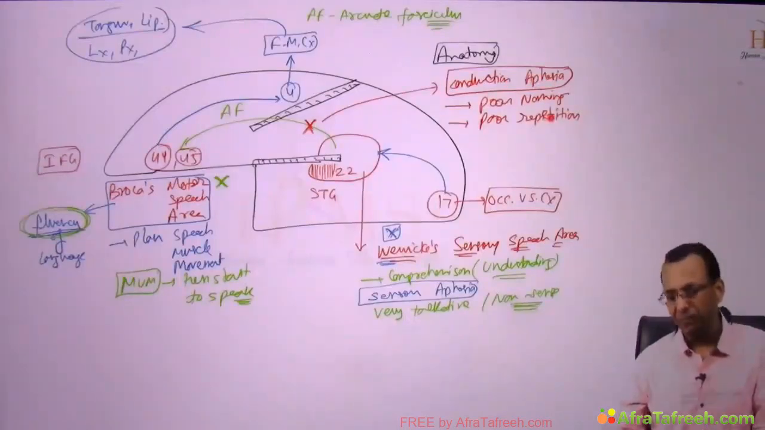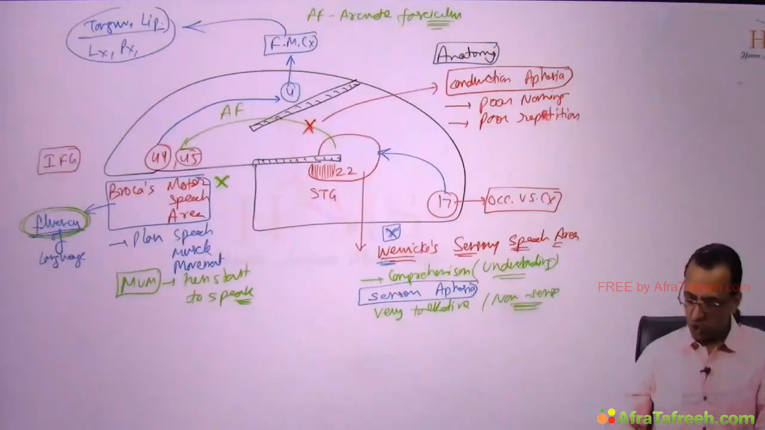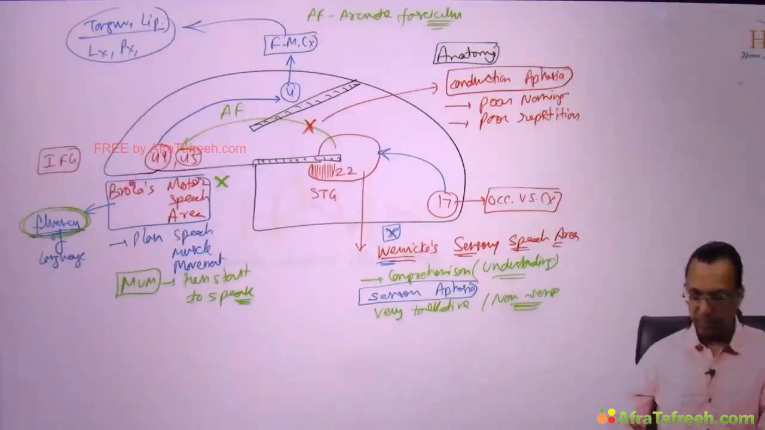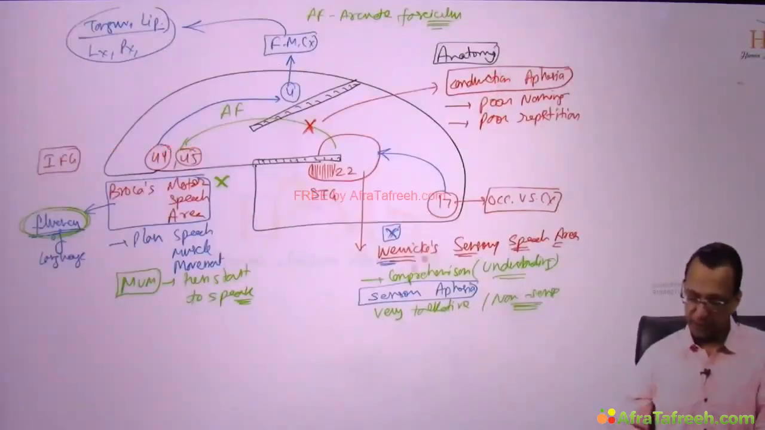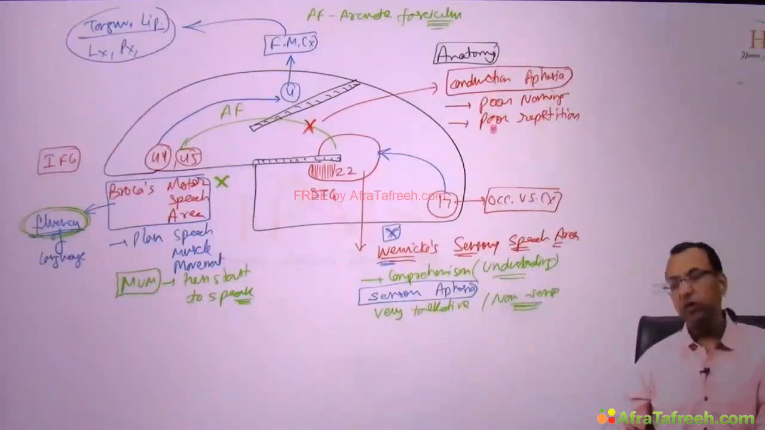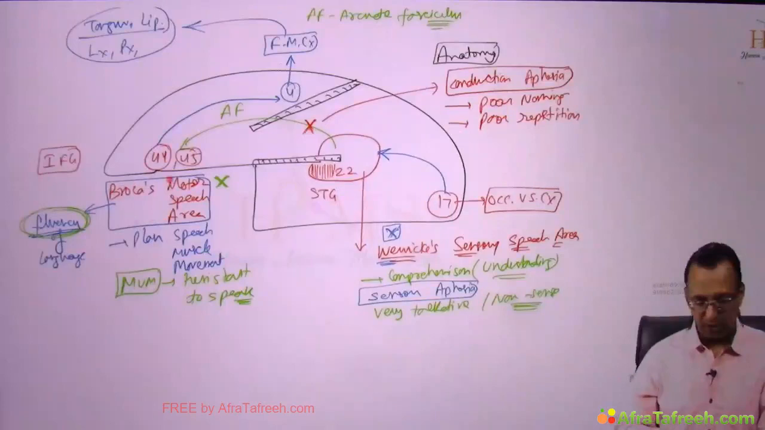I have these two clinical features in other patients also. Wernicke's aphasia also presents with the same. Broca's aphasia also presents with the same. How will I know that it is not Wernicke's aphasia? Because there will be intact comprehension. And how will I know that it is not Broca's aphasia? Because the patient will be hesitant to speak, with fluency compromised.